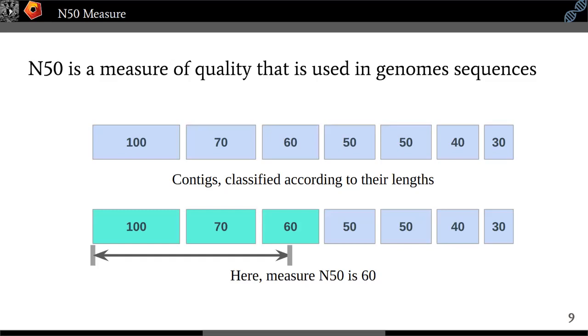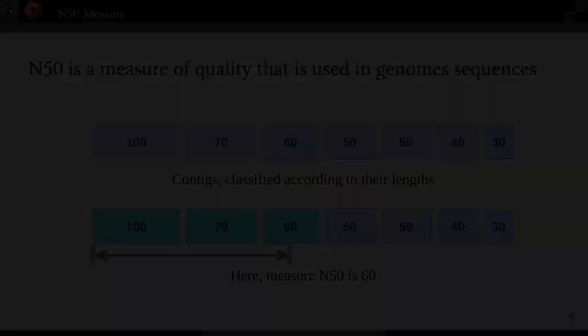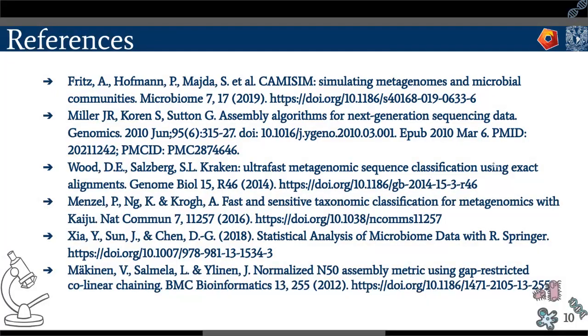We want to extrapolate this measure for metagenomic data, defining a more suitable measure for this, since this measure works well for genomic data, but not in metagenomics. These are the references, and thanks for your attention.